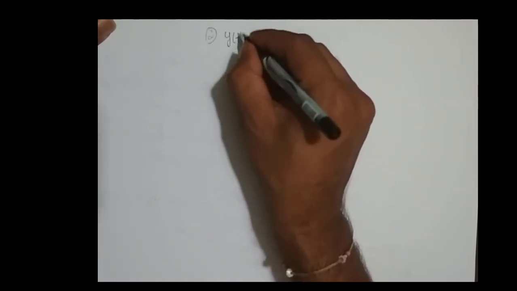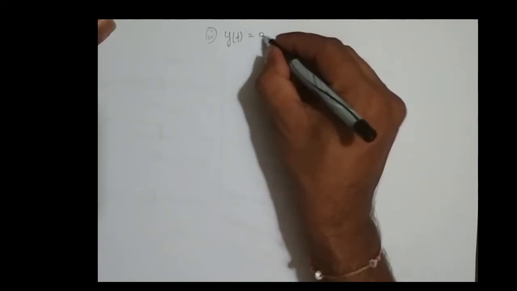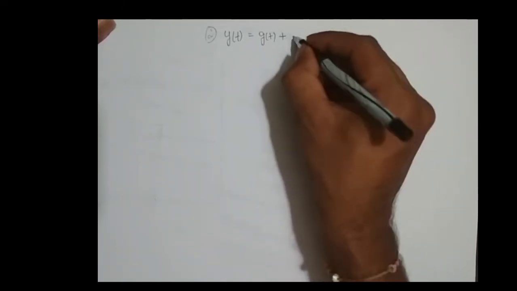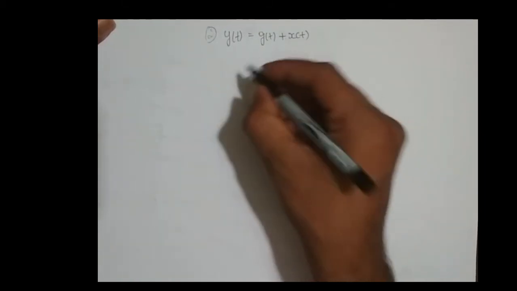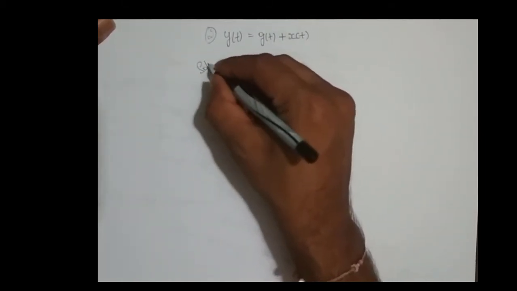Hey guys, we'll take up one more problem on linearity property of a system. In lecture 2, I solved the first problem where I took a system which was linear. Now I'll take up one more problem, the second problem, where the system is non-linear. So y of t is equal to g of t plus x of t. So this is the system. Solution.